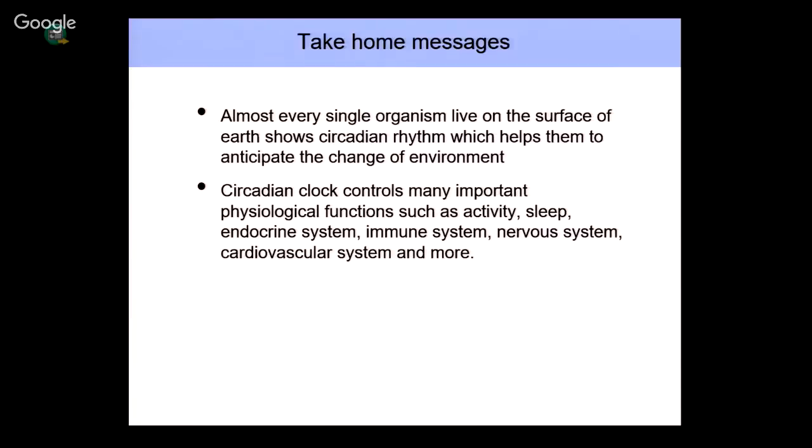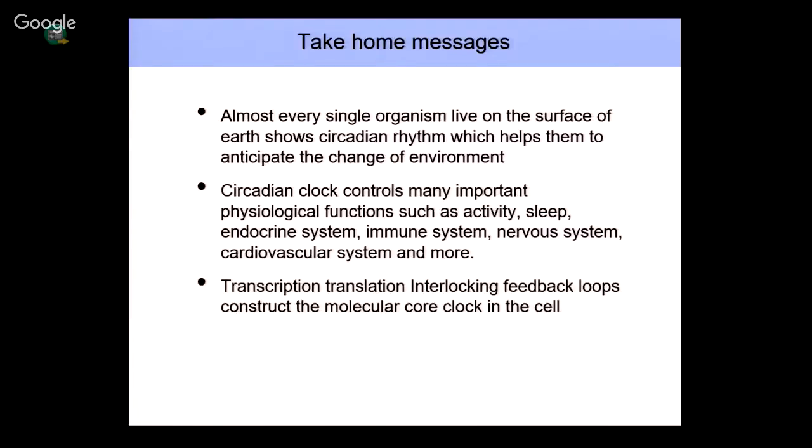So a lot of physiological functions are controlled by the circadian clock. And finally, the most important thing is the transcriptional-translational interlocking feedback loop. It's not only transcription, and it's not only translation. Combined together, transcription and translation give us the core molecular clock in the cell that generates this 24-hour cycle. So I think this is today's lecture for the circadian clock.